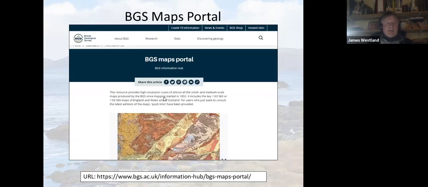And I mentioned the BGS maps. The BGS website has a maps portal where you can go on and look for any geological map for anywhere in the British Isles, really. So there's lots of good material there. The memoirs of the survey are also available online, and that's one that's worth looking at.